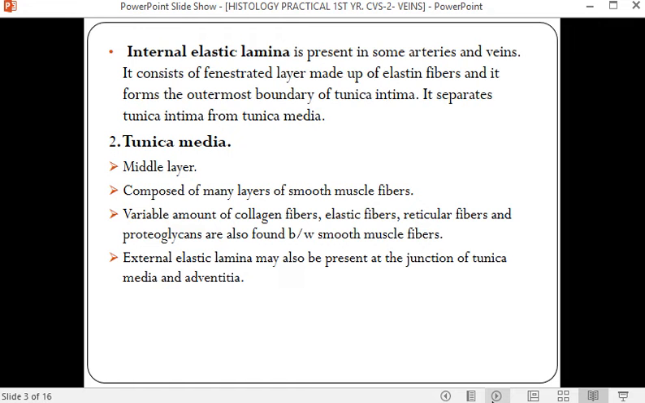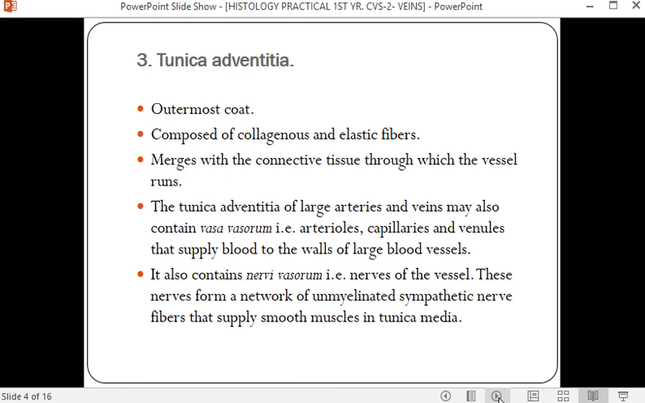Then comes the second layer, which is tunica media. Tunica media is the middle layer. It is composed of many layers of smooth muscle fibers and variable amounts of collagen fibers, elastic fibers, reticular fibers, and proteoglycans are also found between smooth muscle fibers. Now, external elastic lamina may also be present at the junction of tunica media and adventitia. Then comes tunica adventitia, the outermost coat. It is composed of collagen and elastic fibers. It merges with the connective tissue through which the vessel runs.